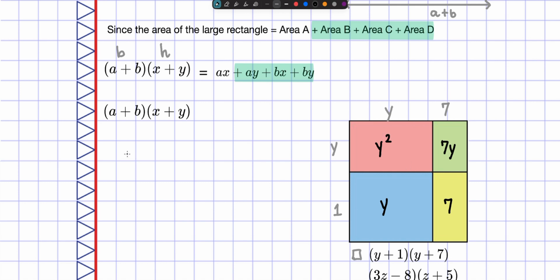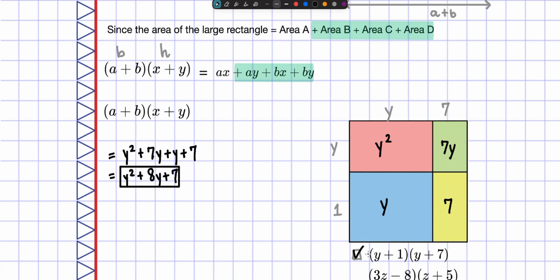So what would we add? We would add the red piece, y squared, to the green piece, 7y, to the blue piece, y, to the yellow piece, 7. Now, in this line of calculation, you might notice an opportunity to combine like terms. So let's go ahead and do that. We could combine 7y and y to get a total of 8y. And this is the expression. This is as far as we can go in terms of trying to simplify this expression.